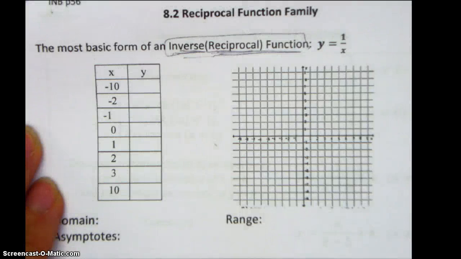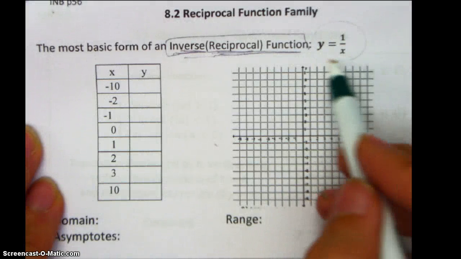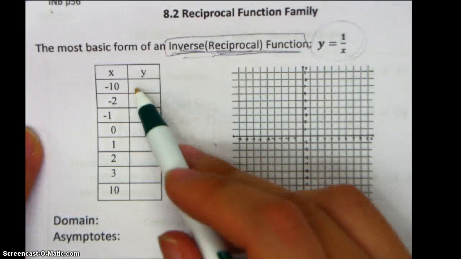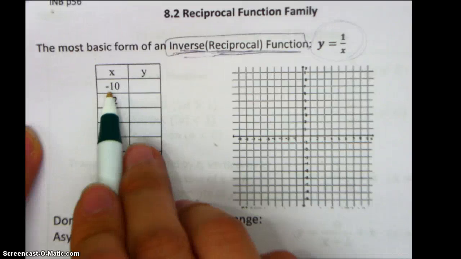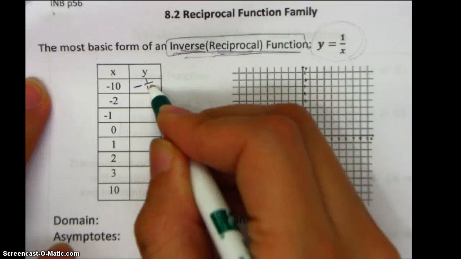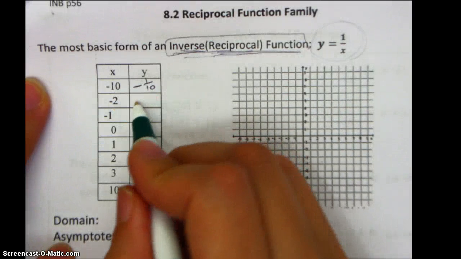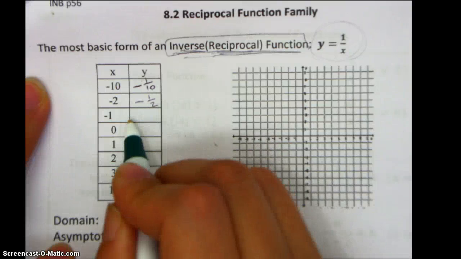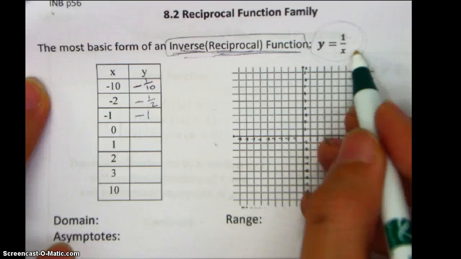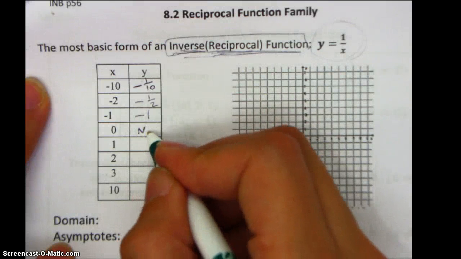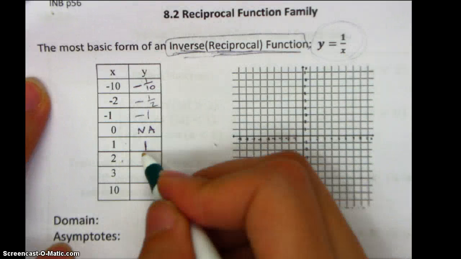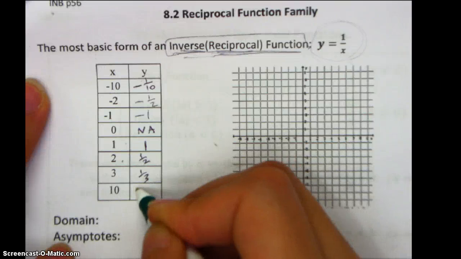And let's try to graph the most basic form of the inverse function, which is y is equal to 1 over x. So if we create a table and then plug in negative 10, y will be negative 1 over 10. Plug in negative 2, I'll get negative half, negative 1. If I plug in 0, I will get 1 over 0, which is impossible. So this will be none. If I plug in 1, I will get 1, 2, 1 over 2, 1 over 3, and 1 over 10.